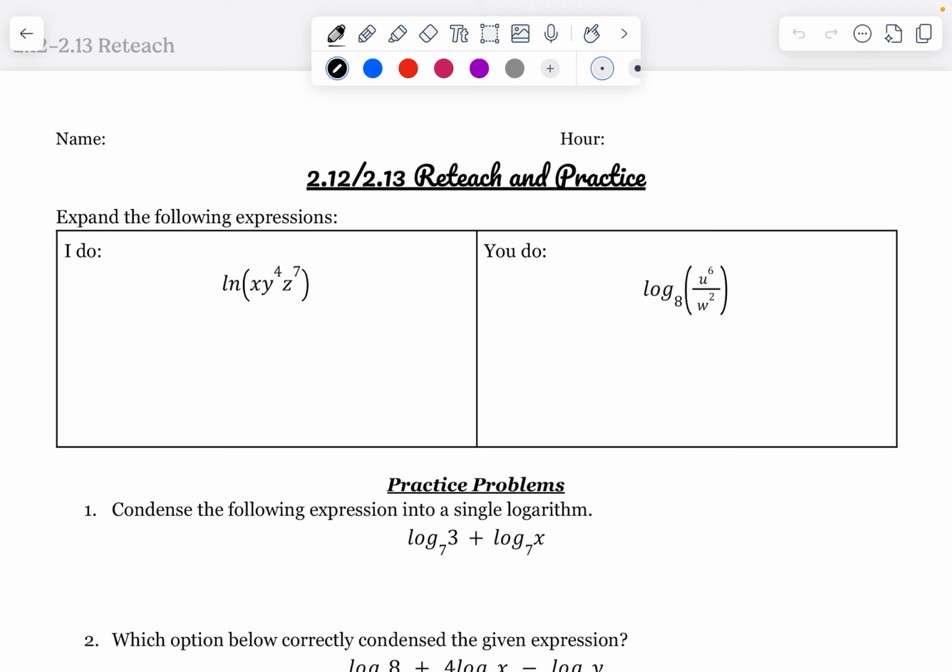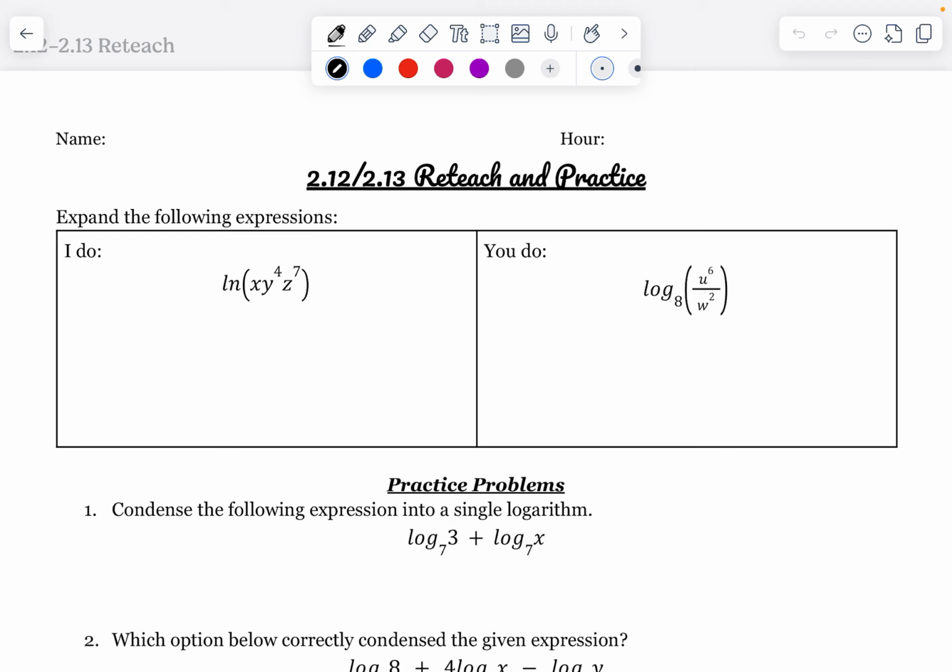So let's look at a couple examples together just to remind ourselves how to do this and refresh our memory. So at the top here, I'm going to do the one on the left. And it asks us to expand the following expressions. So I notice that I'm taking the natural log of a term that has multiplication on the inside. And so when I expand that out, it'll turn into addition between my terms.